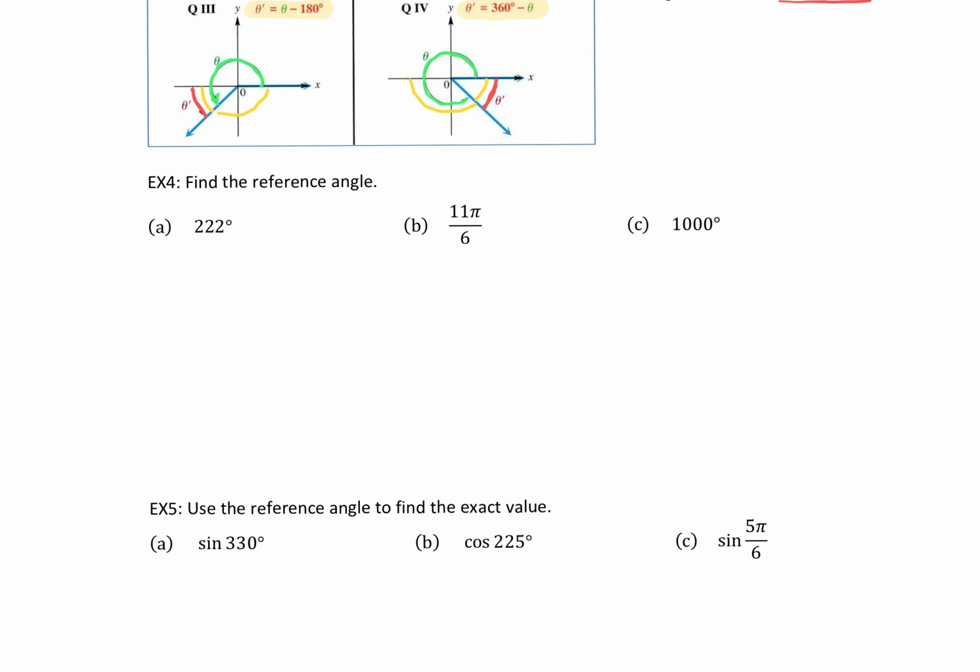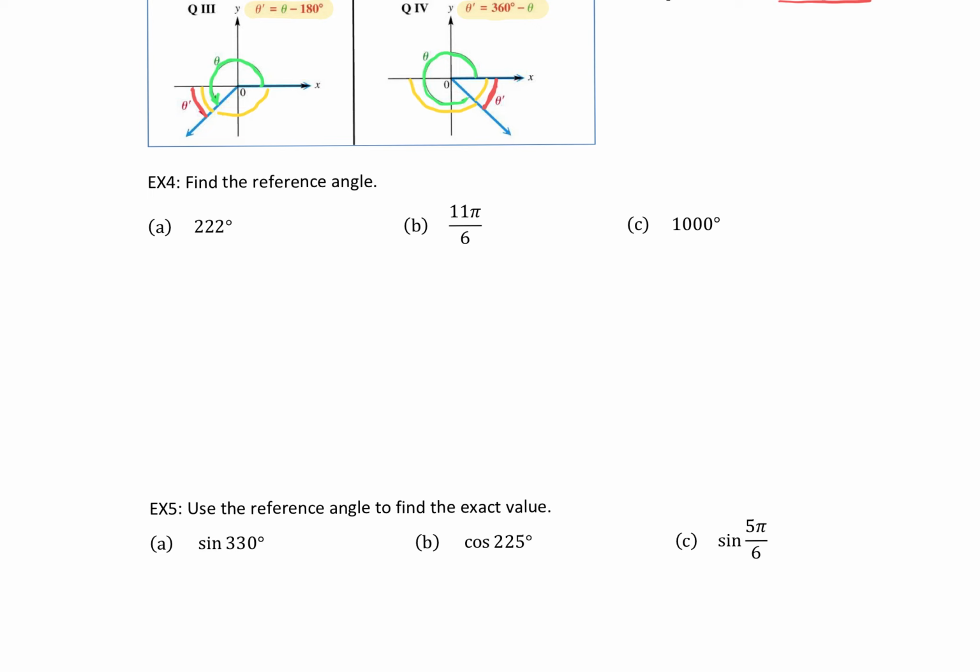Something to remember when you're finding reference angles is you have to make sure that the angle theta is on one rotation of the circle. So if you're working in degrees, the angle theta that you're given has to be between 0 and 360 degrees in order for you to find the reference angle. If you're given the angle in radians, it has to be something from 0 to 2 pi to be able to find the reference angle.